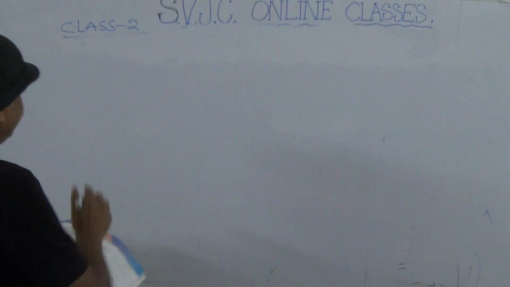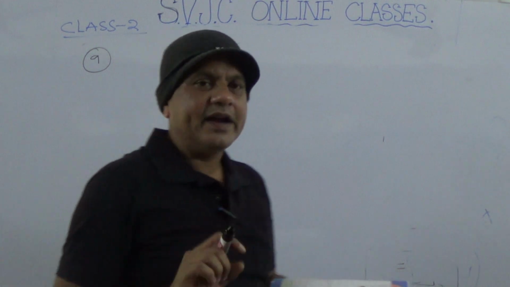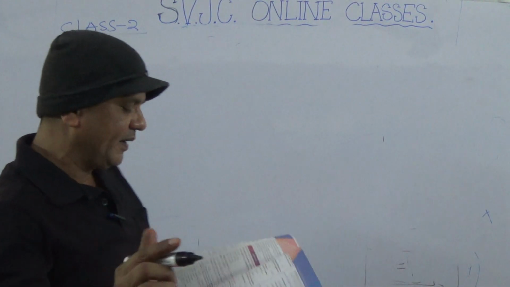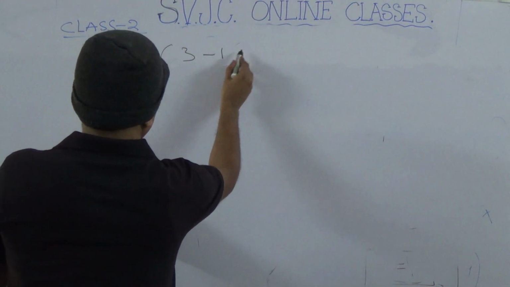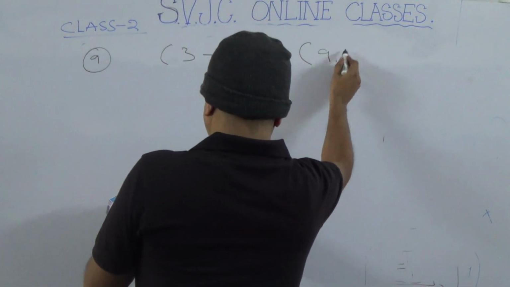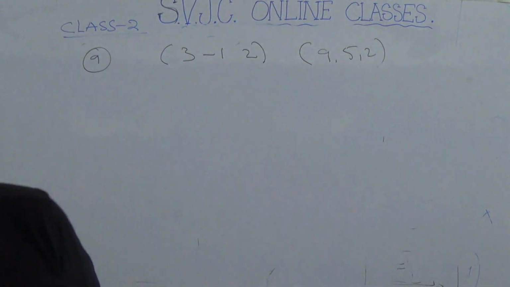Now, ninth problem. Find the first point of trisection of the line segment joining the points 3 comma minus 1 comma 2 and 9 comma 5 comma 2.